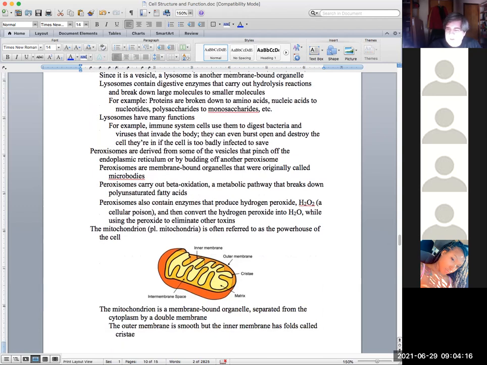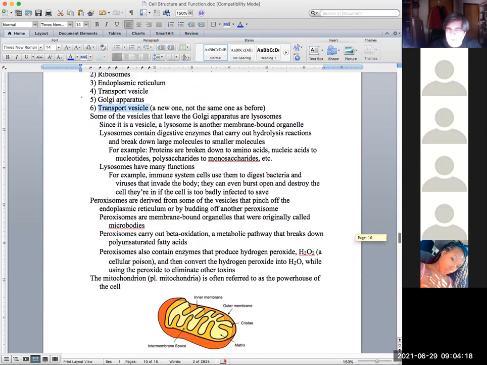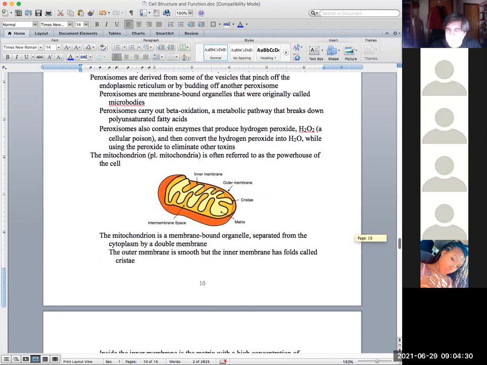And then we said that 2 examples of vesicles are lysosomes, which are vesicles that come from the Golgi apparatus, and peroxisomes, which are vesicles that come from the endoplasmic reticulum. So now let's look at some of the parts of the cell that are not really directly involved in making proteins, but they are important for the cell to survive.